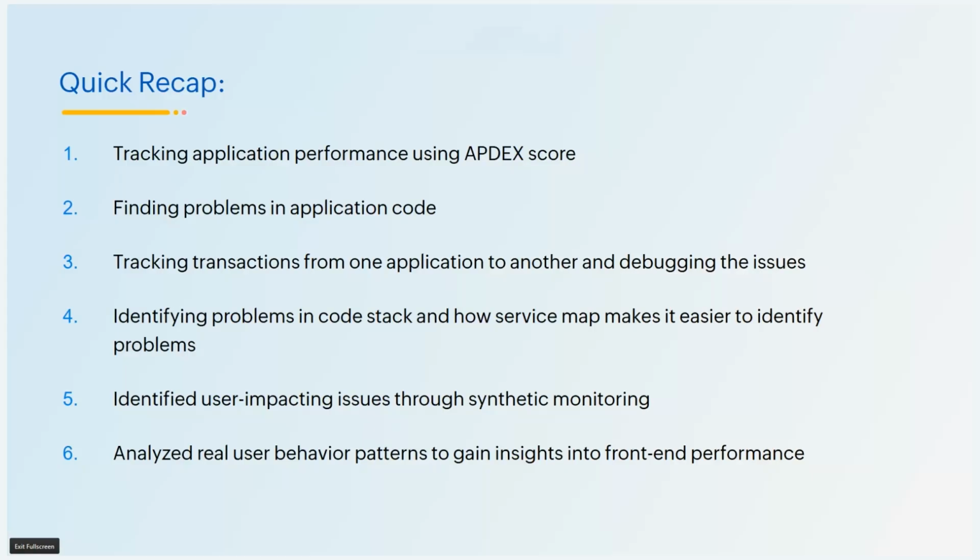Now we have discussed the complete details of the three areas: APM Insight, real browser, and real user. Let's have a quick recap of today's session. We started from tracking application performance using APDEX score and finding problems in the application code. Further, we discussed tracking transactions from one application to another, debugging the issues, identifying problems in the code stack as well, and how the service map makes it easier to identify the problems.